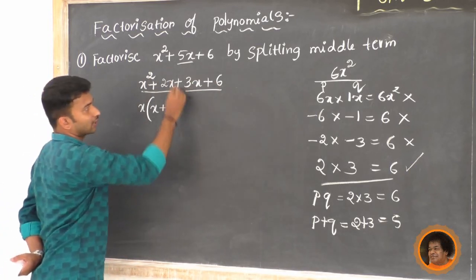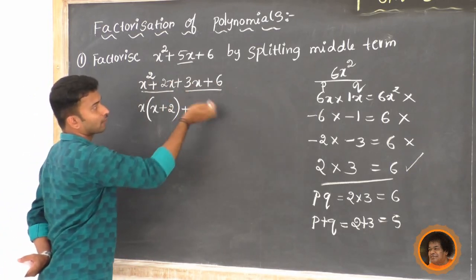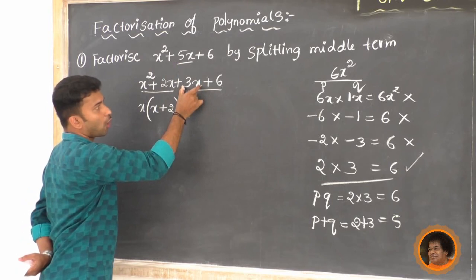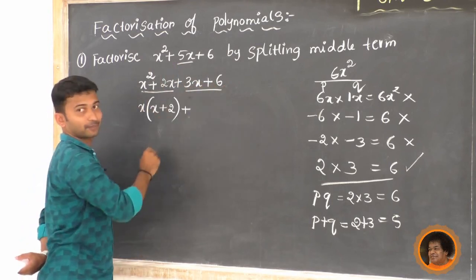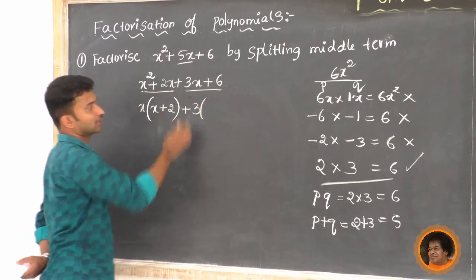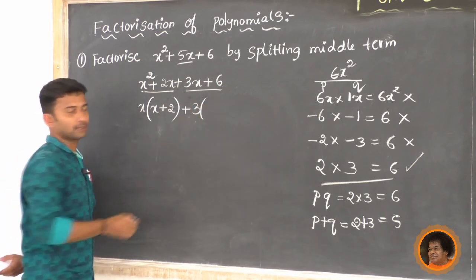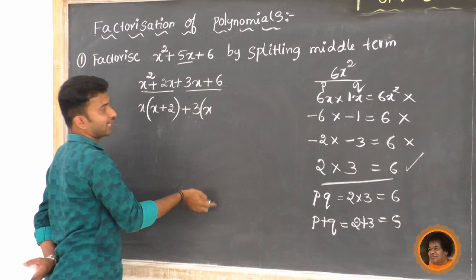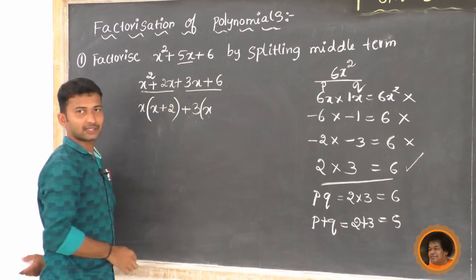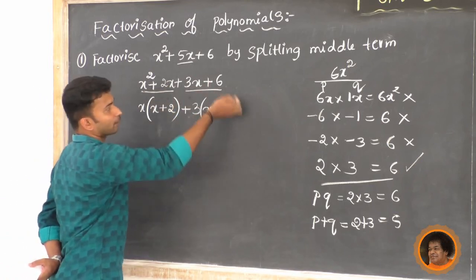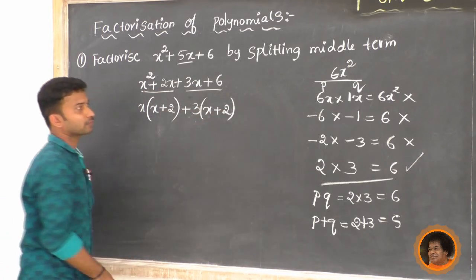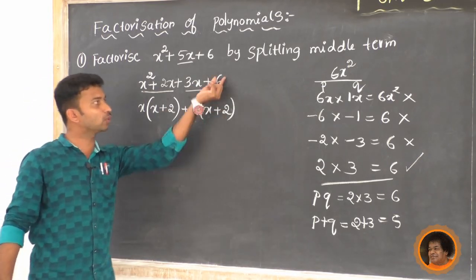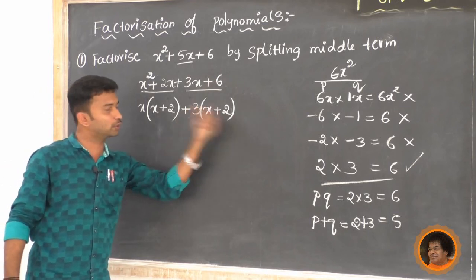Next, the second set: what is the common term in this set? Common is 3, so take out 3 as the common term. x remains, 3 into x, 3x. Here 6 by 3 is equal to 2, or 3 into 2 is equal to 6.